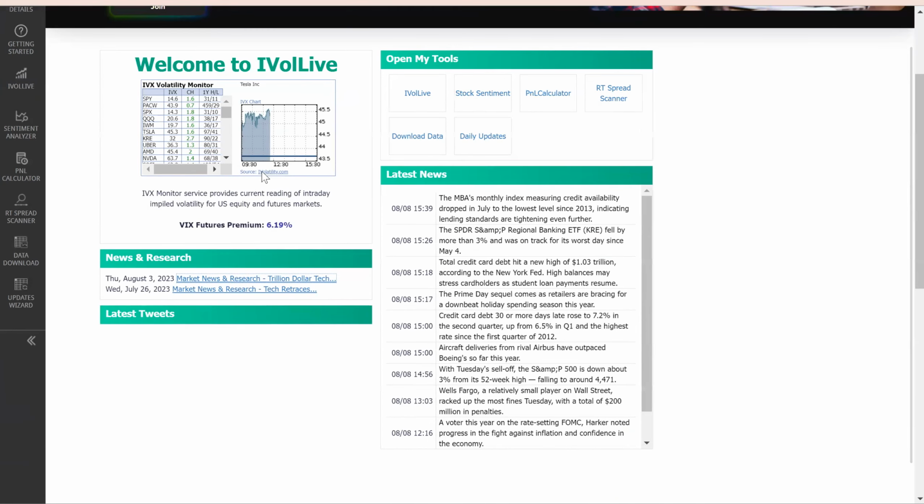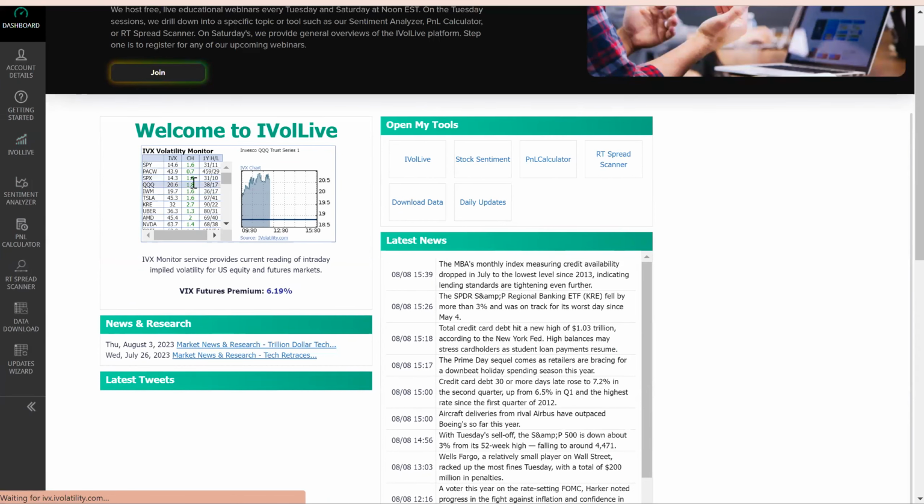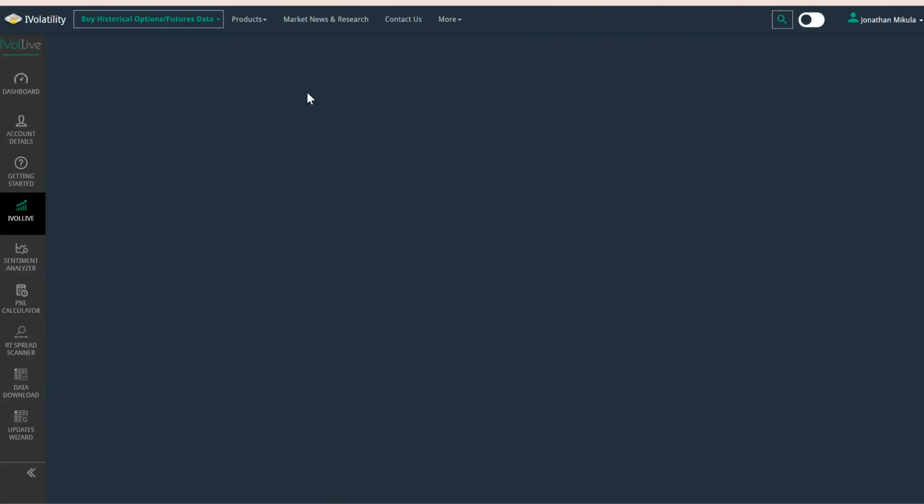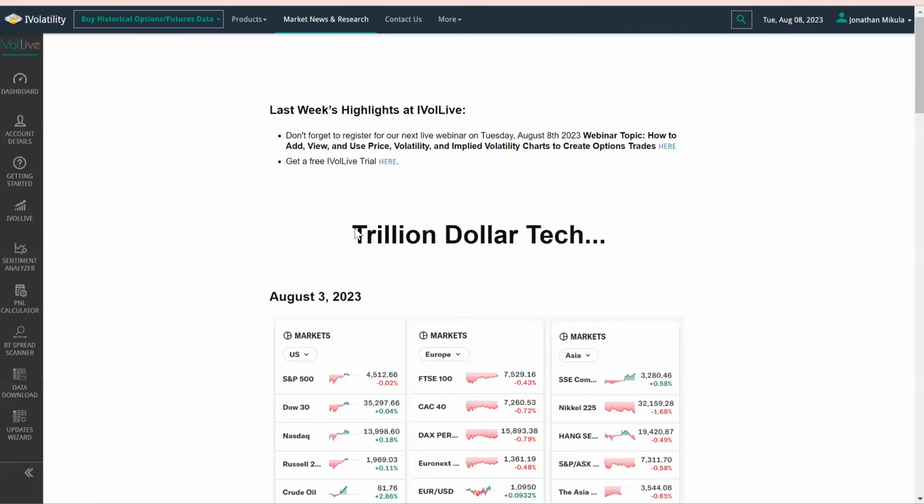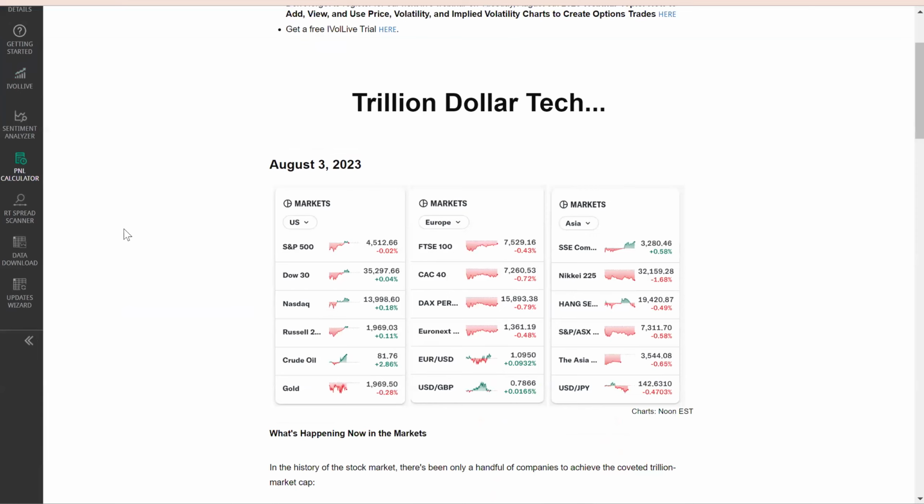So that's your dashboard. And now let's go ahead and move on to IVolLive. I prepared a few examples I want to use based on this editorial that we just went over here, because I like to show how this whole platform works together.